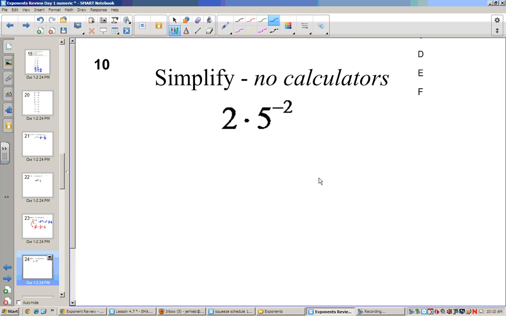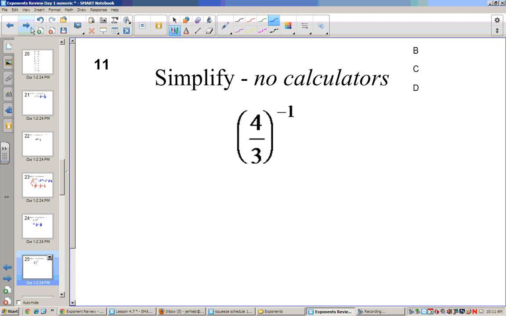All right, try this one out. Pause it, see what you get. All right, that 5 is just going to the negative 2, so that's going to be 2 times 1/25th. So that final answer is 2/25. This one, pause the video and see what you get. Now this is going to be 4 to the negative 1, 3 to the negative 1, which just means this would be 3 over 4.